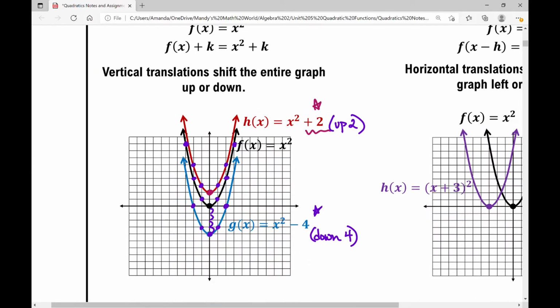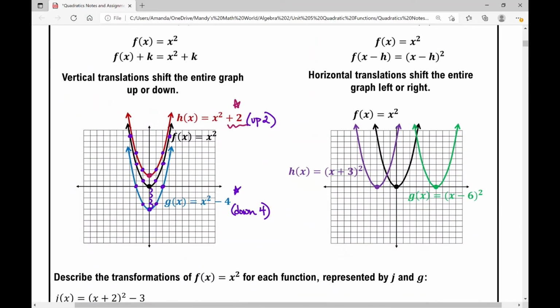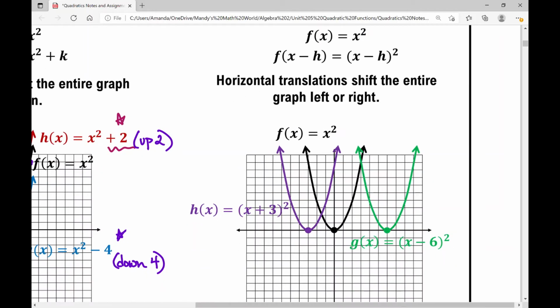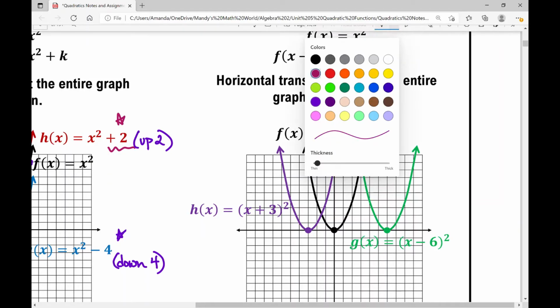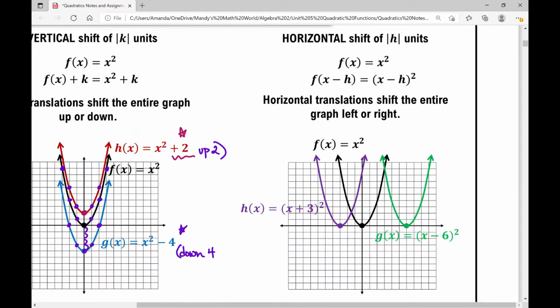So now let's move to horizontal translations, and they're a little bit trickier than your vertical translations. Just like vertical translations move your entire graph up or down, horizontal translations will shift your entire graph left or right. And I'm going to change colors here since we have purple in this graph. When you're translating your function horizontally, I can write this fancy horizontal shift of the absolute value of h units. That tells me that every single point is going to move left or right that many units.